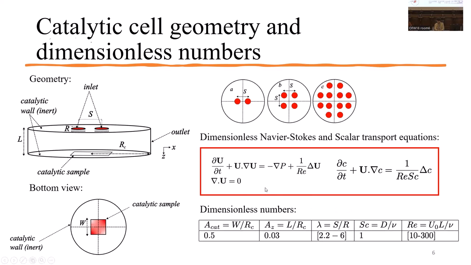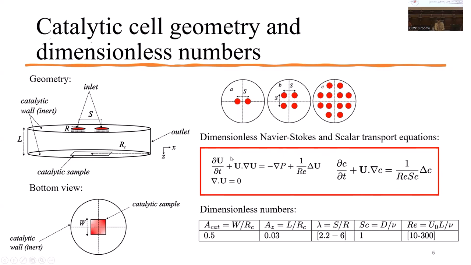Next, to describe the flow, we numerically solve the Navier-Stokes equations. At first, we don't take into account the thermal effect and the reaction on the sample, so we just have an incompressible flow. And when the flow reaches a steady state, we are going to add a scalar in the simulation, so we are going to solve the scalar transport equations.